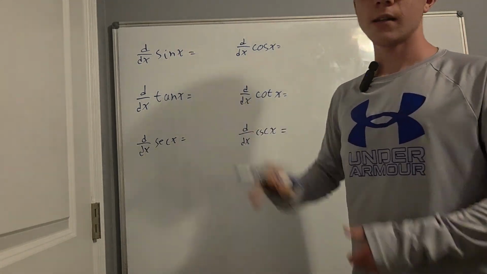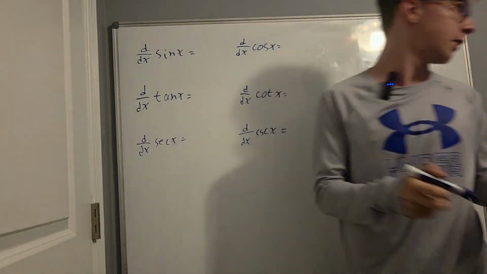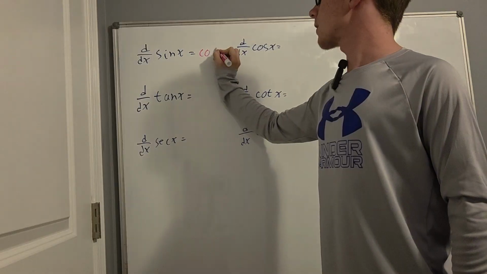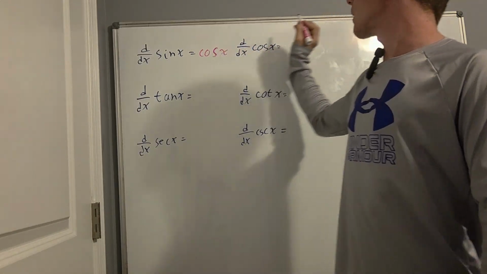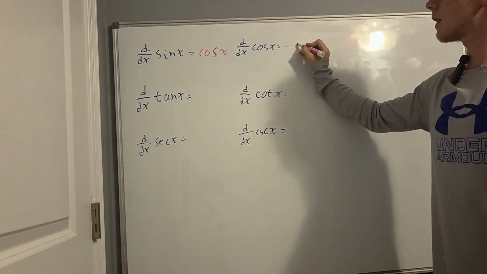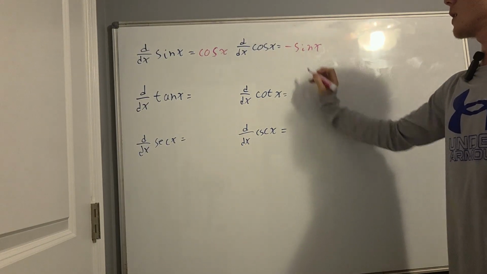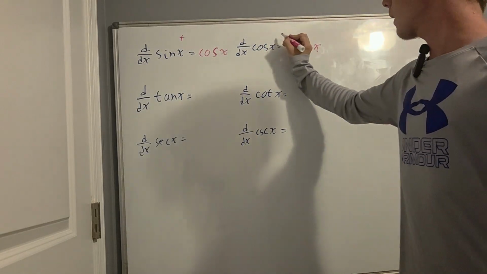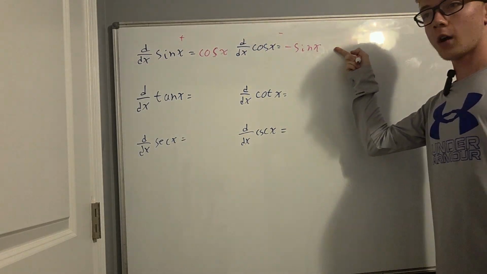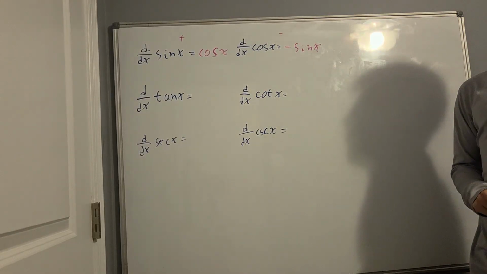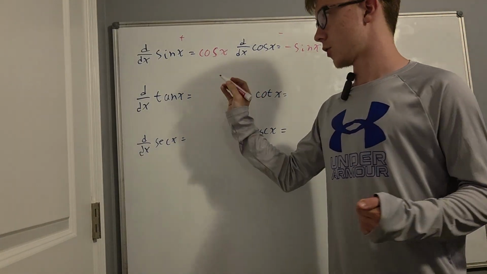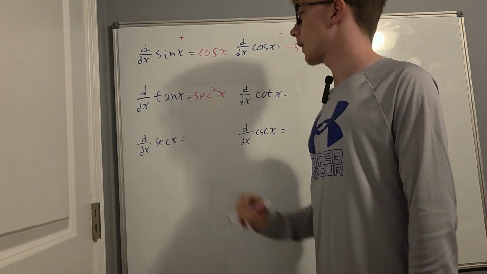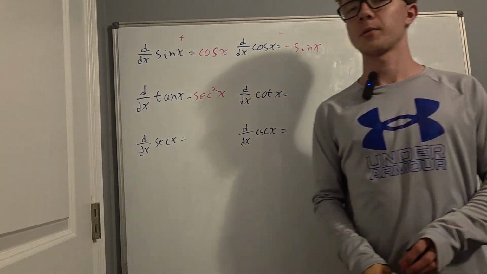Now the easiest one right here, let me get the correct marker. The derivative of sine of x is just cosine of x. Also pretty easy right here, the derivative of cosine of x is negative sine of x. Now right here, you'll notice that this is positive and this is negative. That'll hold true for all of these. So now for tangent of x, the derivative of the tangent of x is secant squared of x, right? You just kind of have to remember that one.